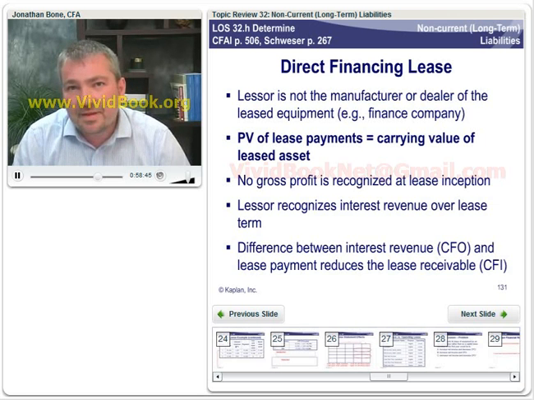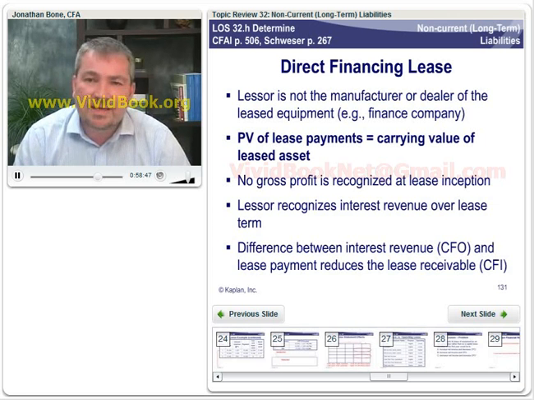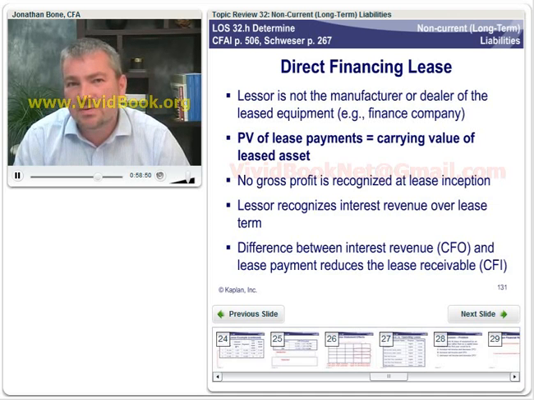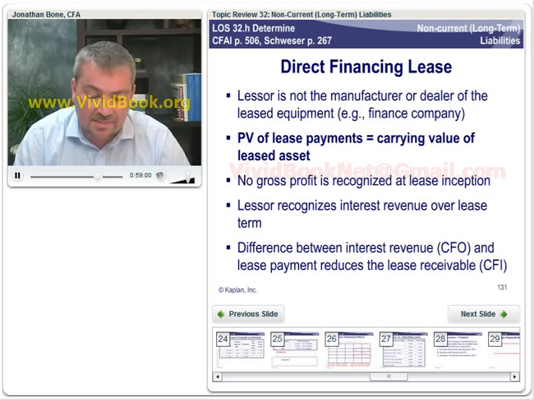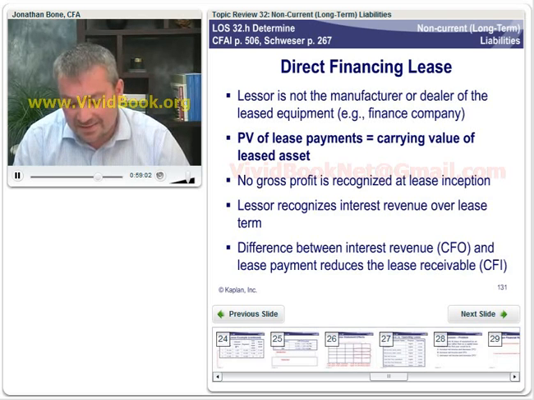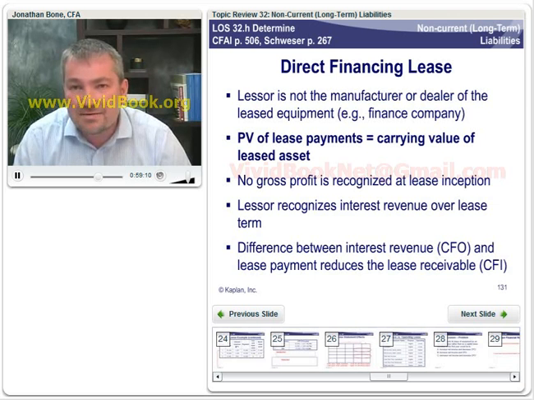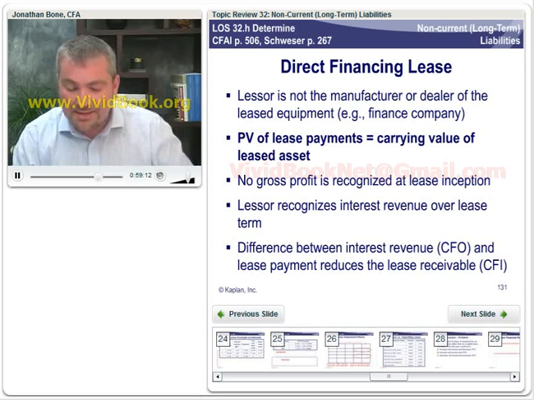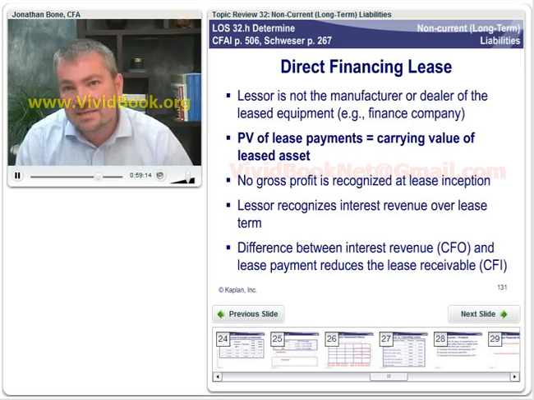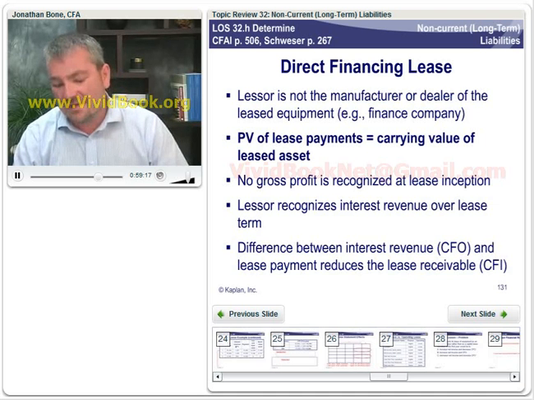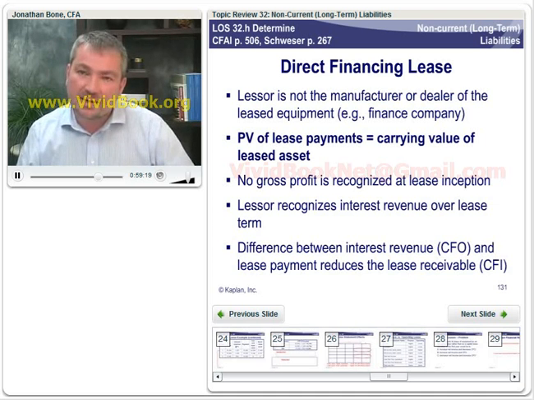Now, the way we spot a direct financing lease is that the present value of the lease payments equals the carrying value of the leased asset. In other words, there's no profit recognized at the lease inception because the sales equals the present value of the lease payments and the cost equals the present value of the lease payments, giving you zero profit up front. And it makes sense. Look, they're not a seller of this equipment. When we looked at the sales type lease, the key point was the present value of the lease payments was higher than the carrying value of the leased asset, and therefore they recognized a profit up front.